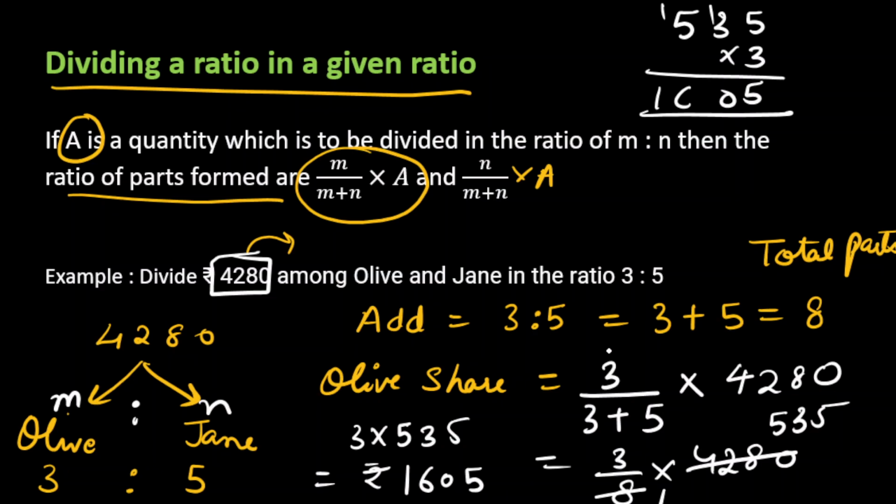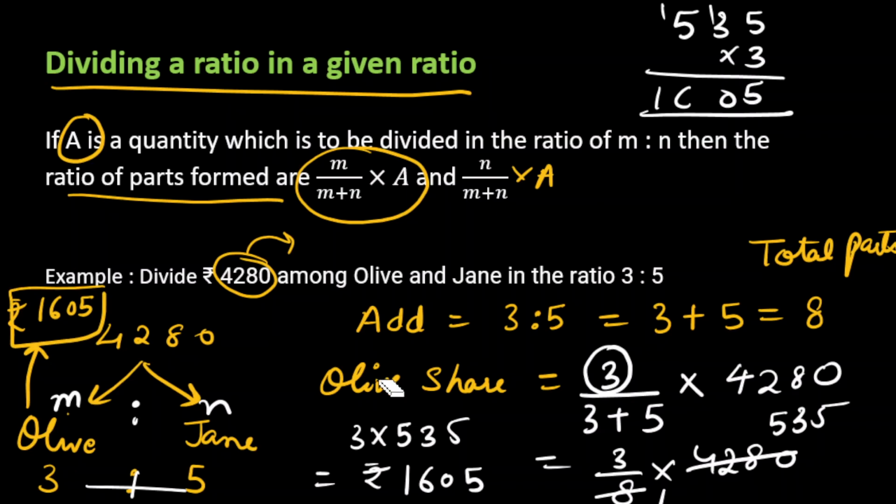How we found it? The ratio which is written in front of Olive, that is 3, divided by total parts of the ratio. Total parts of the ratio we found by adding these numbers, antecedent and consequent. We added 3 plus 5 is 8. So 3 divided by 8 into the quantity which is being divided. So this is 4280. So Olive's share we found. So what is the share of Olive? Here I'll just write, this is rupees 1605.